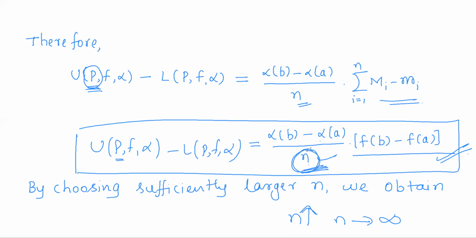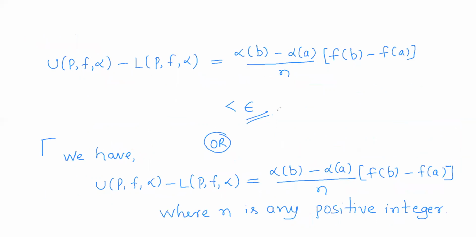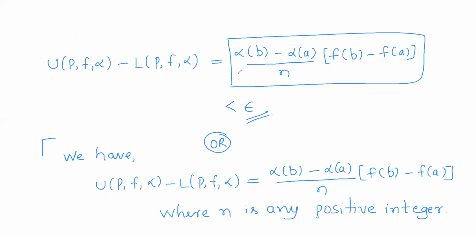But as n becomes larger and larger, observe the right hand side. As n is in the denominator, as the denominator becomes larger and larger, the value on the right hand side becomes smaller and smaller. And we can make that less than epsilon, where epsilon is any arbitrary positive value. So the right hand side value can be made as small as we desire, as it contains an arbitrary n.